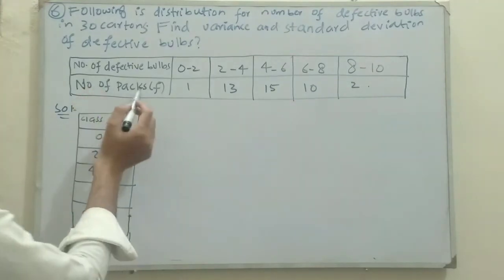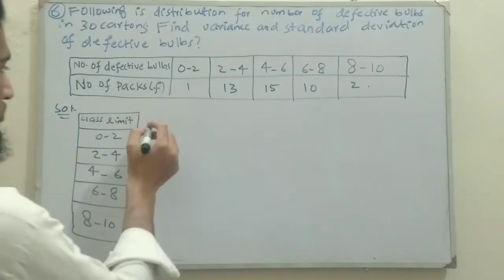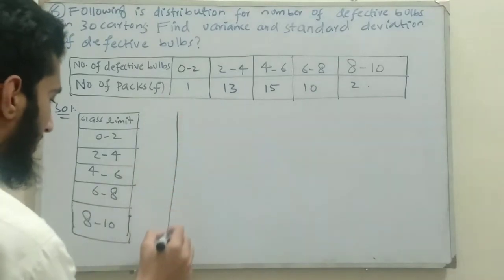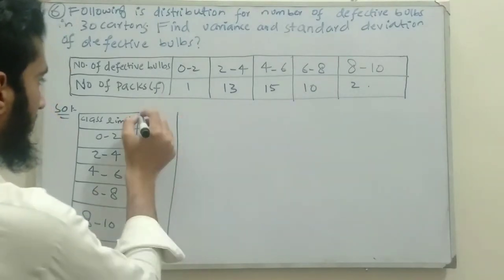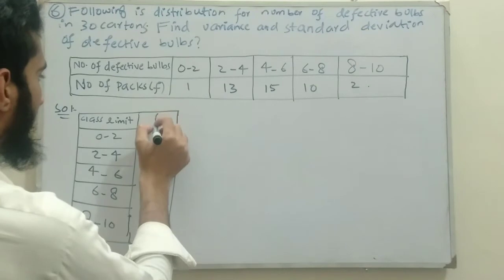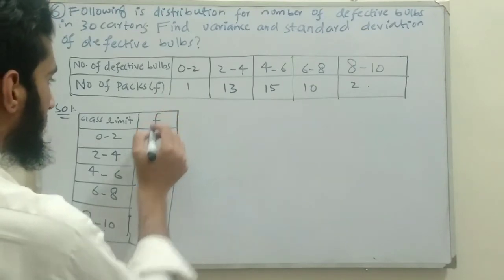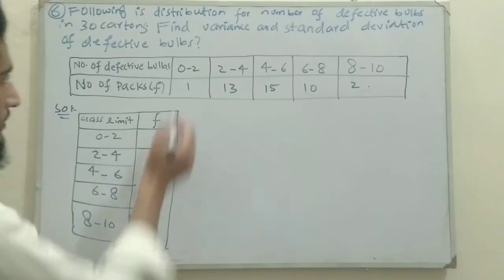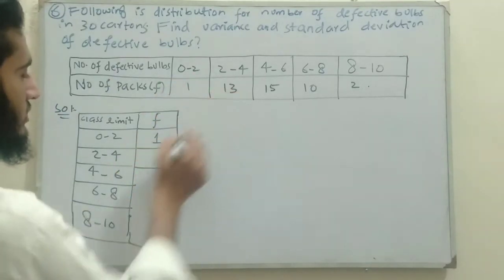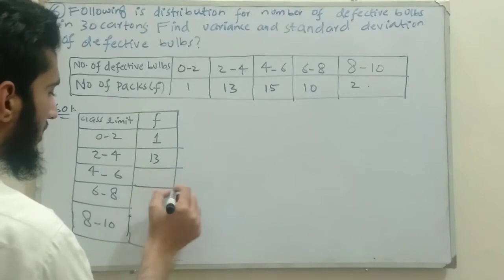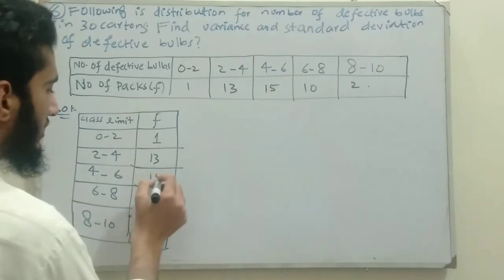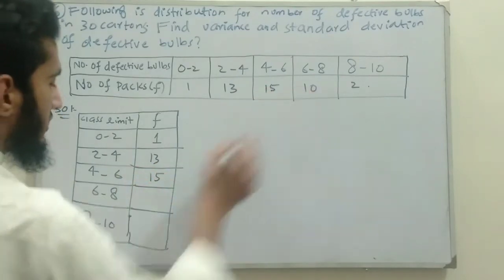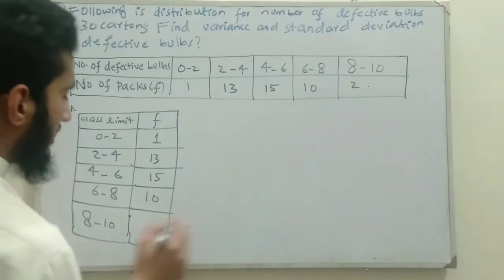Now after this, number of cartons is actually frequency in the small bracket. So we will write it represented by a small f because this is frequency. Frequency is actually the number amount of anything. So here is 1 frequency for 0 to 2. The second one is 13. And the third one is 15, the fourth one is 10, and the last one is 2.